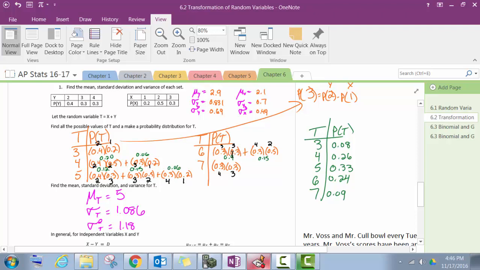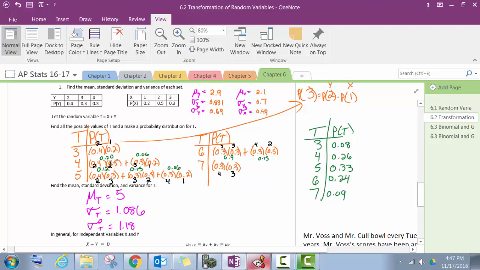We can get a 6 by a 3 from the y and a 3 from the x, or a 4 from the y and 2 from the x. And the only way we can get a 7 is if we get a 4 from the y and a 3 from the x. So if we get a 3, for instance, it's the probability that we got a 2 from the y and a 1 from the x. So "and" means we multiply. So 0.4 times 0.2 is 0.08, and that's why it's over here.